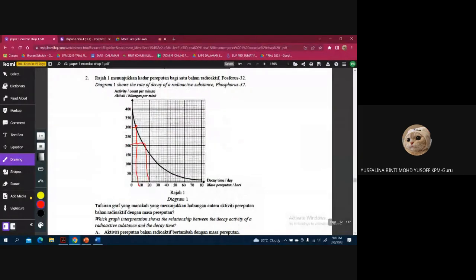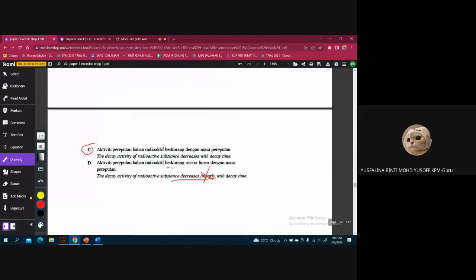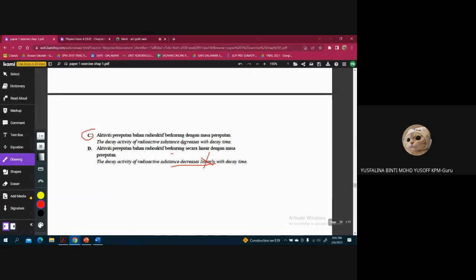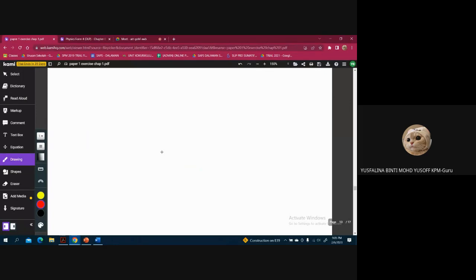Okay, 300 if 200, yeah, then as the time is increasing, you can see the value of the activity is decreasing. So it's a decreasing graph. So don't plot it linearly. Linearly means they have to be like this. Okay, the graph is curved.